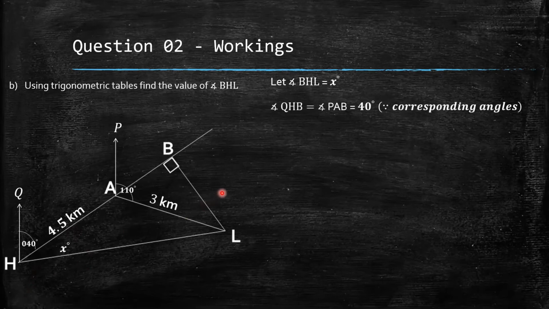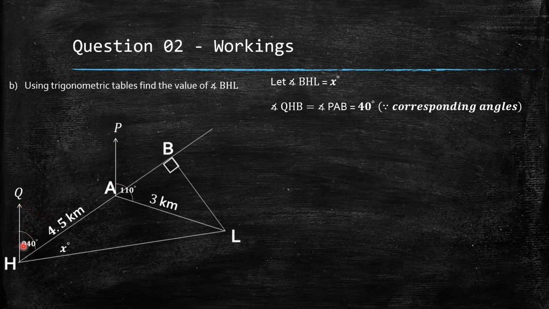Right. Now we know QHB. So I marked these two northern points as P and Q. So QHB, which is 40 degrees, is equal to PAB. This is 40 degrees. Why do I say so? Because this HQ line and AP line are parallel, right? Pointing towards the north direction means these two lines are parallel.